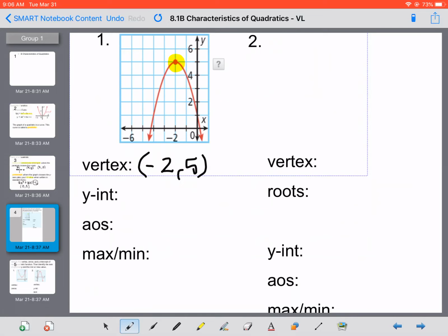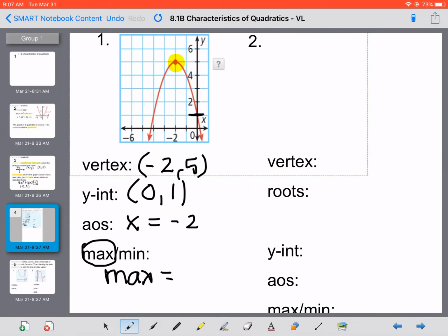Our y-intercept is going to be where it crosses the y-axis, which is right there. So that's at y equal to 1. So I'm going to write 0 comma 1. My AOS, if you recall from yesterday, is your axis of symmetry, and that's the x of the vertex. So that means my axis of symmetry is x equals negative 2. And then a maximum or a minimum: in this case, we have a high point because we're opening down, so I'm going to have a maximum, and that max value, whether it's a maximum or a minimum, is always the y of the vertex. So in that case, it's 5.